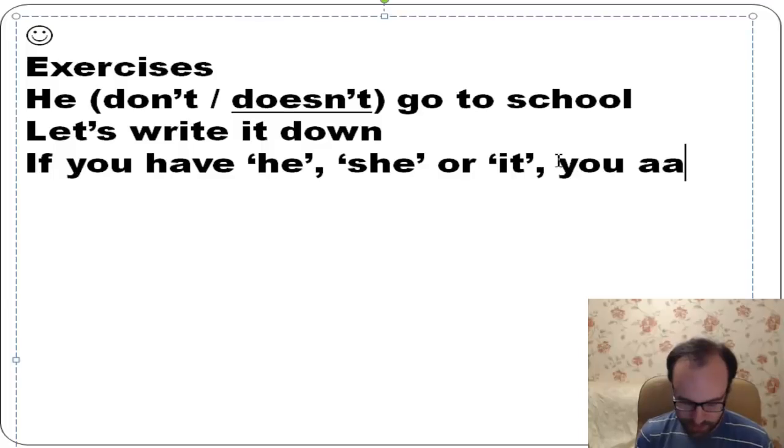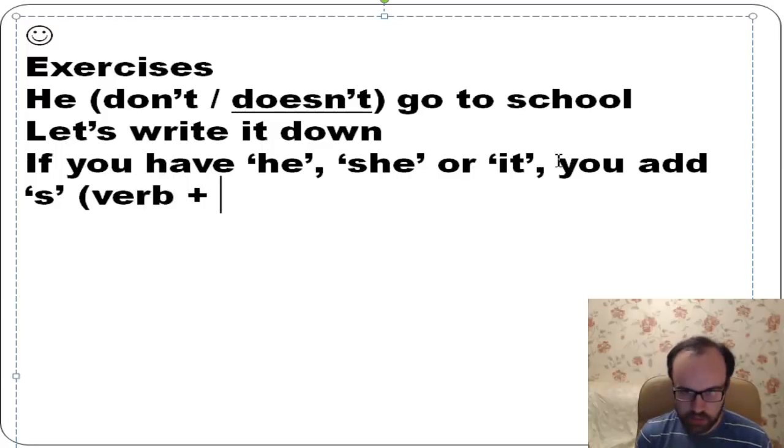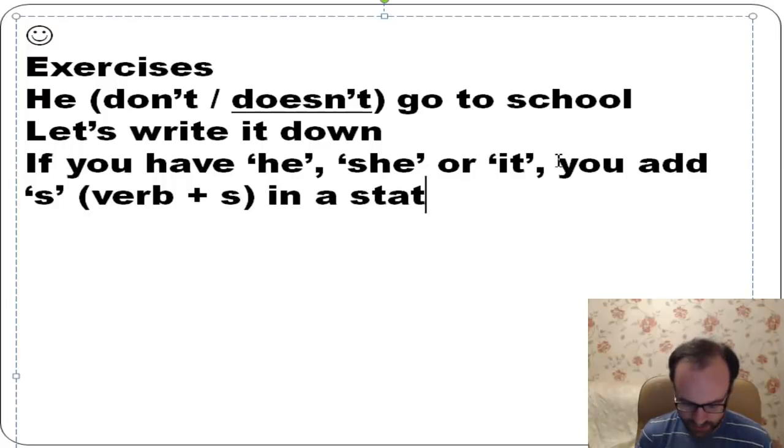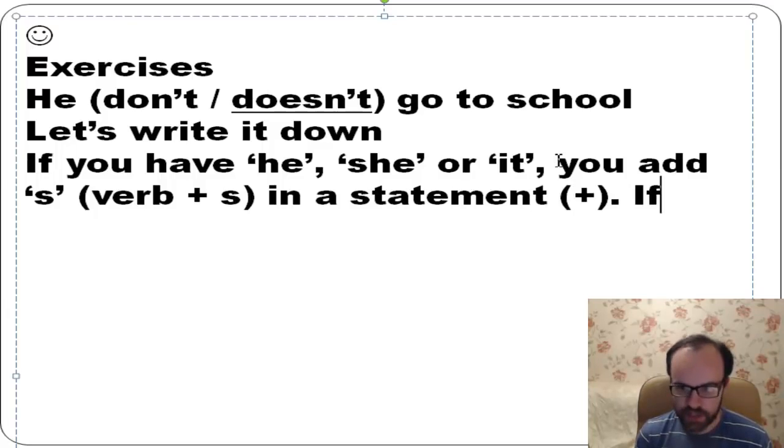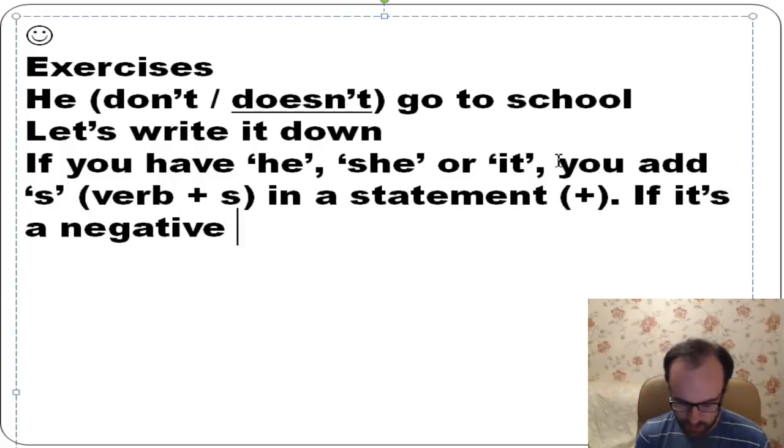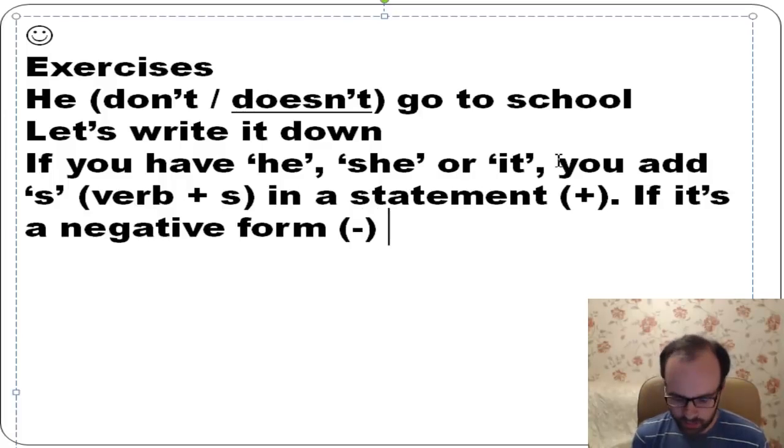You add s. So verb plus s in a statement. If it's a negative form, you use doesn't before a verb.